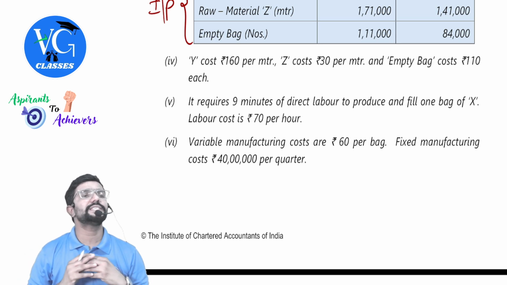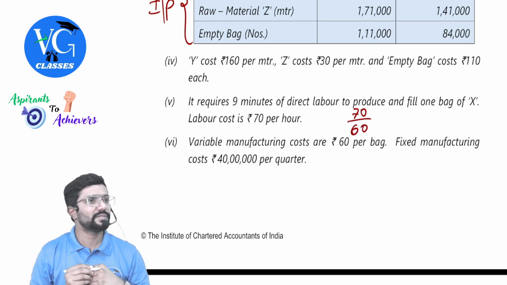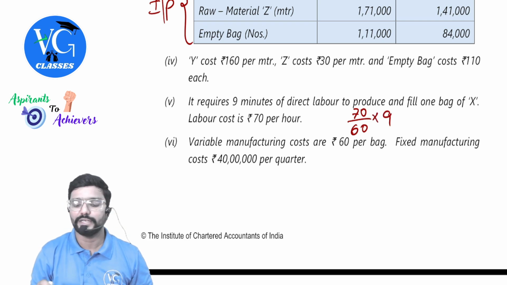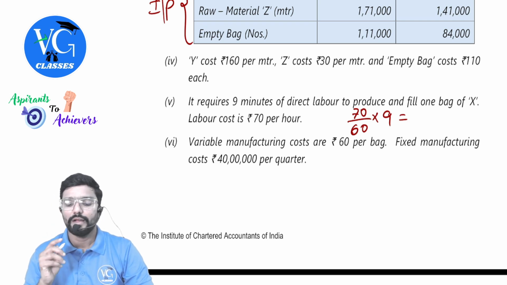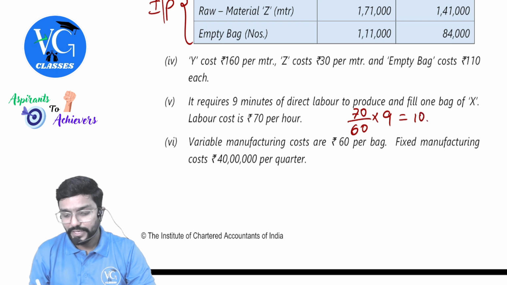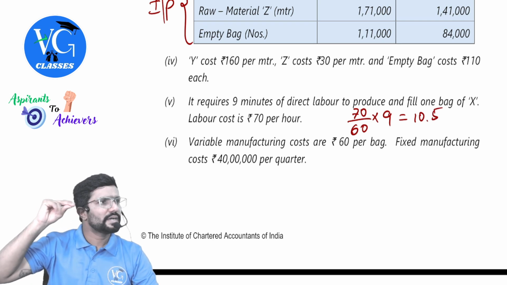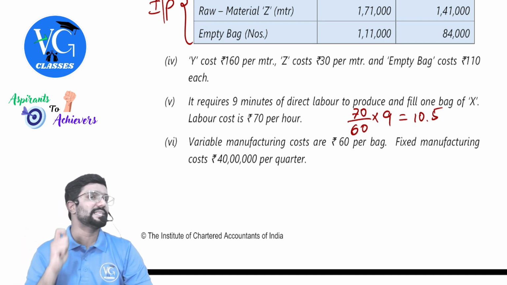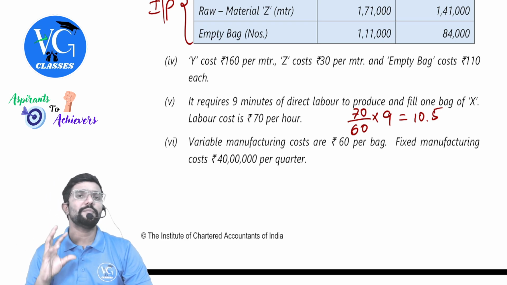Guys, how many minutes in an hour? 60. So per minute, how much we will calculate? For each unit, how many minutes is required? 9 minutes. So what is the labor cost per bag, guys? Per bag. 10.49. Okay, let 10.5. Hope you understood now. Clear? Please be careful. 70 rupees is per hour. But how many minutes of labor work is required for each bag? 9 minutes. So I have calculated what is the labor cost per bag.